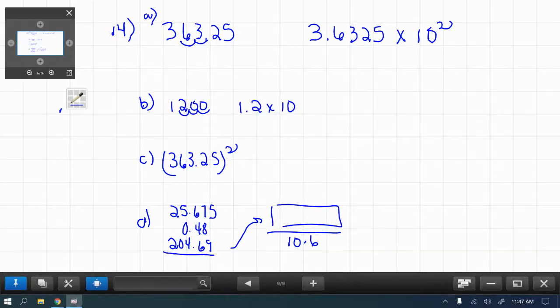Now, should I write it 1.2 times 10 to the third, or should it be 1.200? If they give you 1200 and they give you the 2 zeros, then you're to assume that they're all significant. If they gave you 1.2 times 10 to the third, then you knew that only 2 were significant. So it really should be the second, the 1.200 times 10 to the third, because we have to assume they're all significant. Those can be kind of tricky.